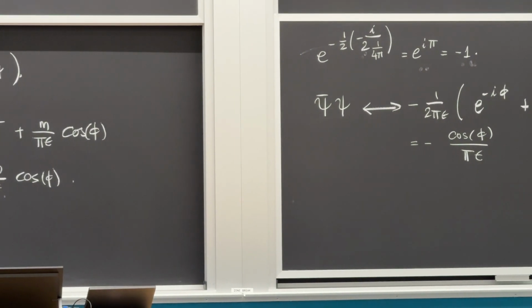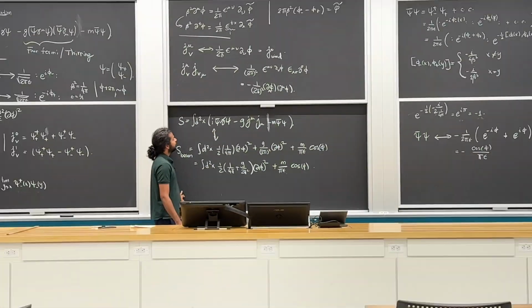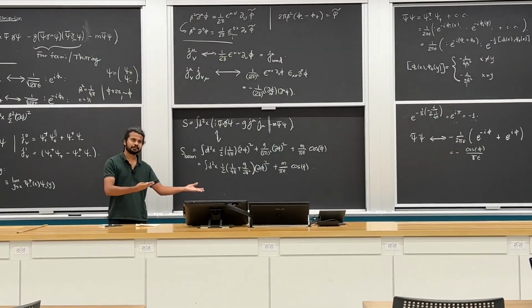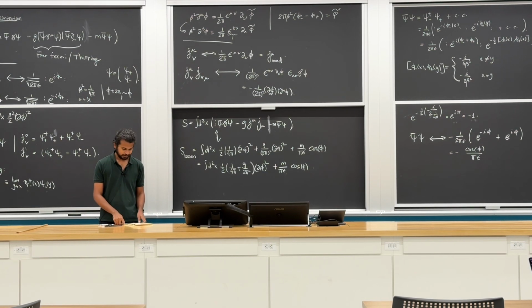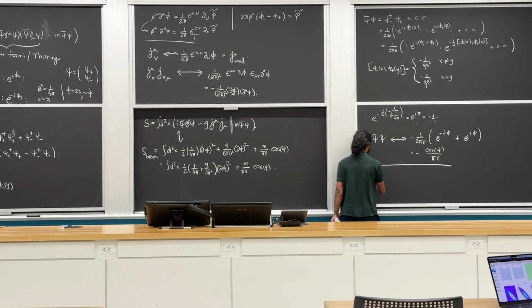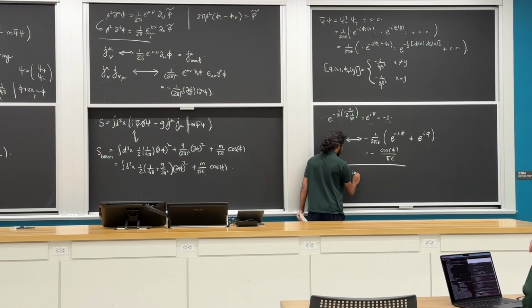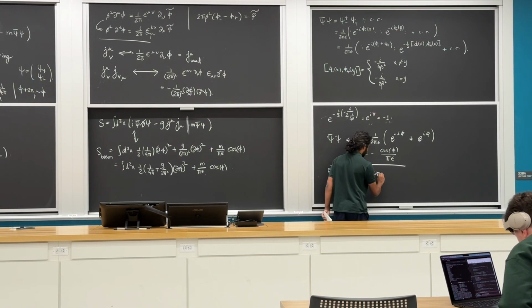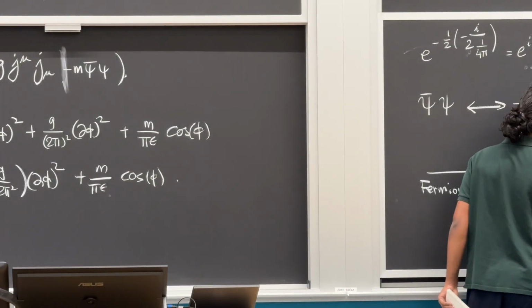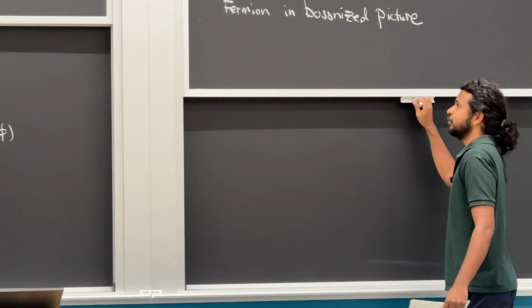Okay, so let's ask the following question. We did the bosonization, whatever. What does a fermion look like in the bosonized picture? We answer this question by looking at the map between the currents. So we will make use of this.